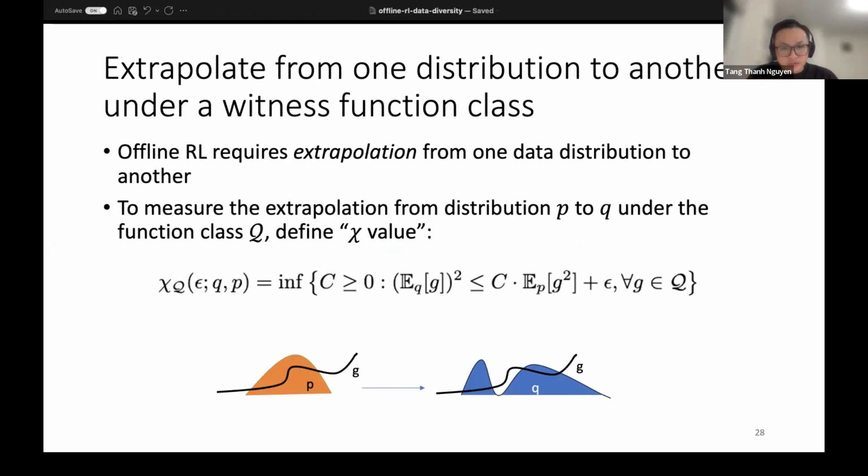Because offline reinforcement learning requires extrapolation from one data distribution to another, in order to measure the extrapolation from one distribution P to another distribution Q in some function class, let's say capital Q, we define the chi value. The chi value basically says how much the prediction error under the distribution P can imply about the prediction error under the distribution Q. For example, take the concrete case when P equals Q. It means effectively there's no distribution shift here. Then the chi value is not larger than one in the special case when P and Q are equal.